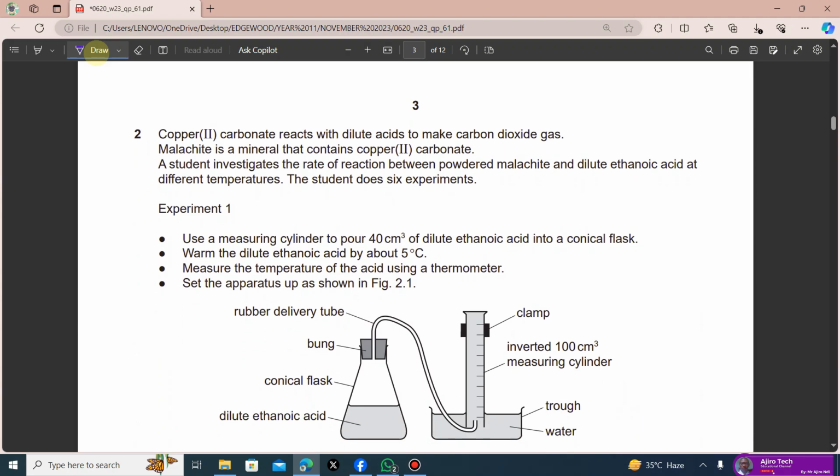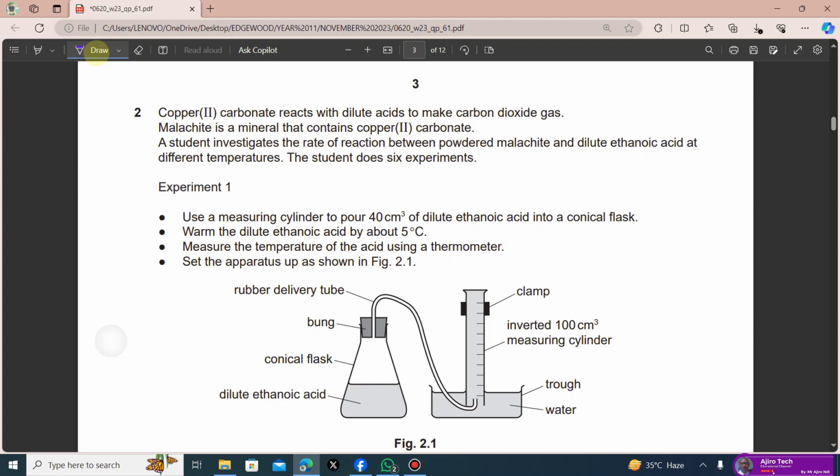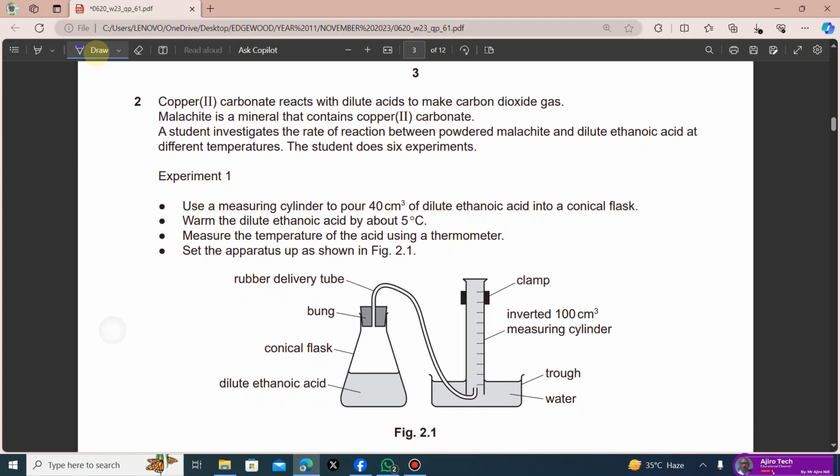Now, I would not read all the information here. I will just try and summarize it. In this experiment, we're using copper 2 carbonate reacting with a dilute acid, and the dilute acid in this case is ethanoic acid. The powdered copper 2 carbonate, also known as powdered malachite, is observed at different temperatures. At these different temperatures, the student does it in 6 separate experiments.